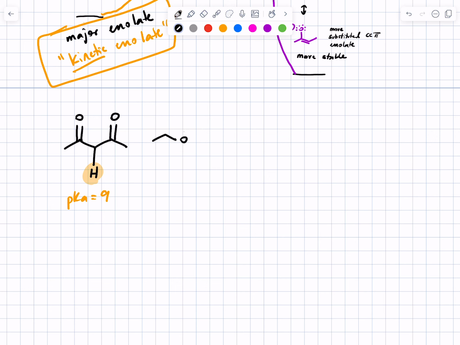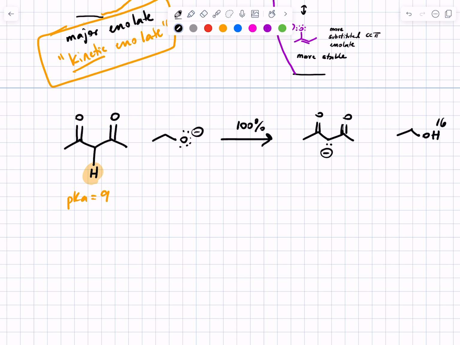So if I use sodium ethoxide as a base, that's still 100% yield, because the corresponding conjugate acid of the ethoxide base is ethanol, which has a pKa of 16, meaning enolate formation there is favored by a factor of 10 to the 7, which is essentially 100% yield.